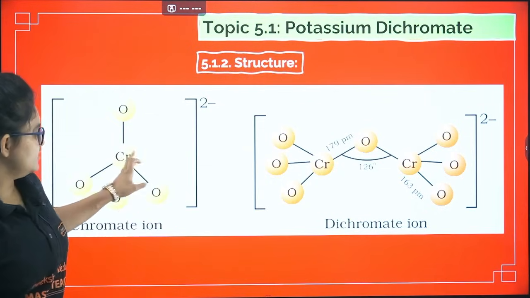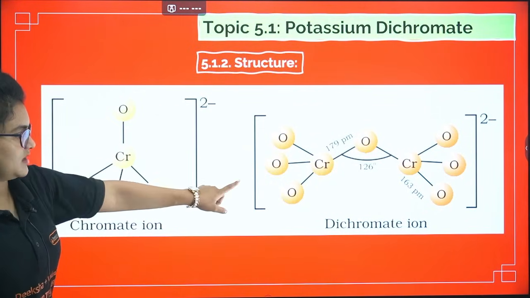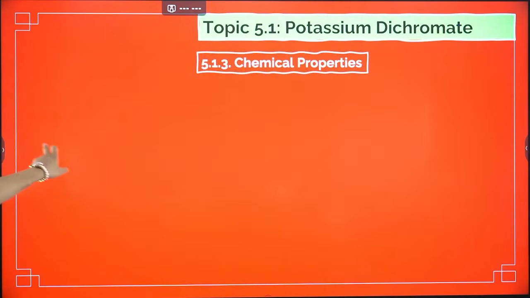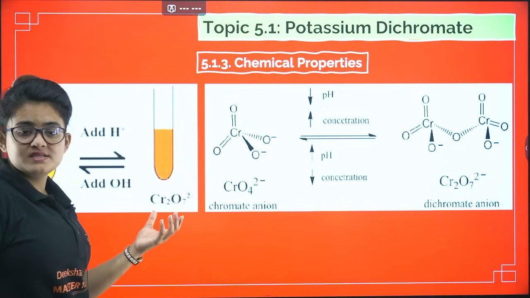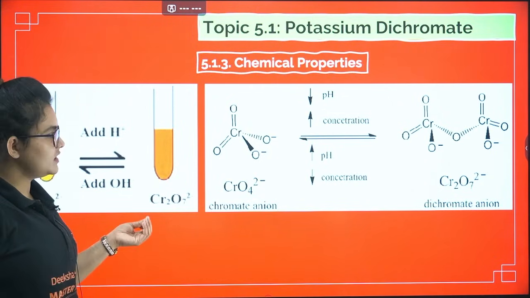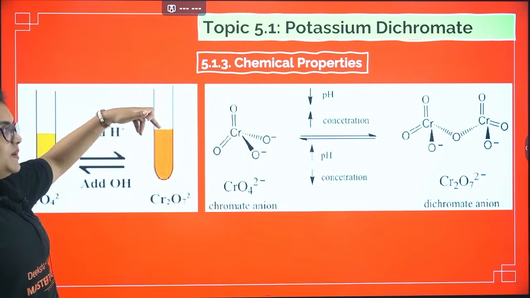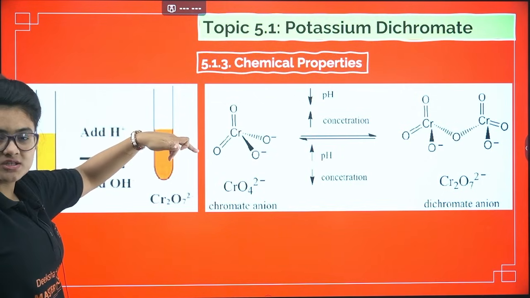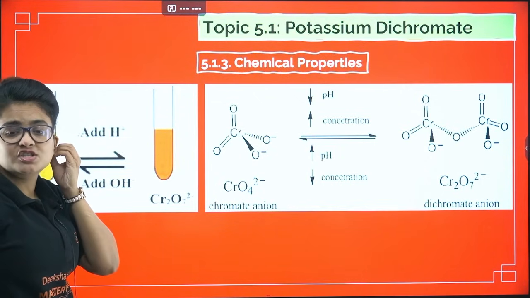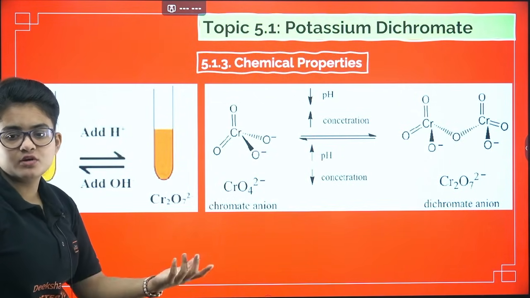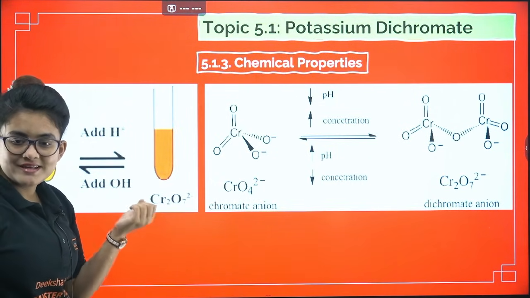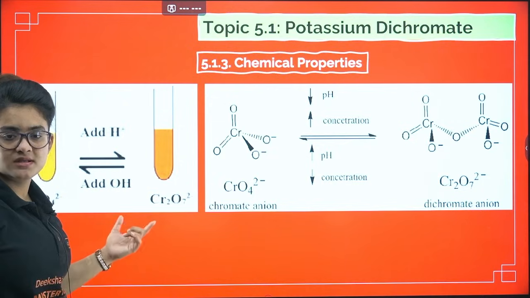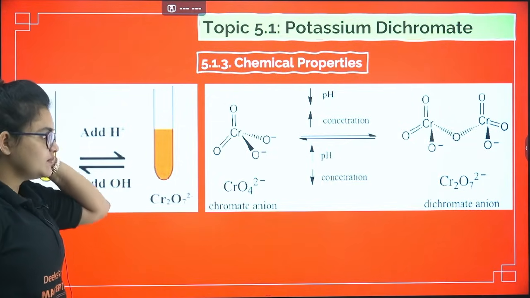This is how it looks. This is the chromate ion, this is the dichromate ion. One more thing, about chemical property: the chromate and dichromate interconversion depends on the presence of H plus and OH minus. If you decrease the pH, meaning you increase the concentration of H plus, then it will form dichromate. Again, in dichromate solution, if you increase the pH and decrease the concentration of H plus, it will come back to chromate. The color will change.